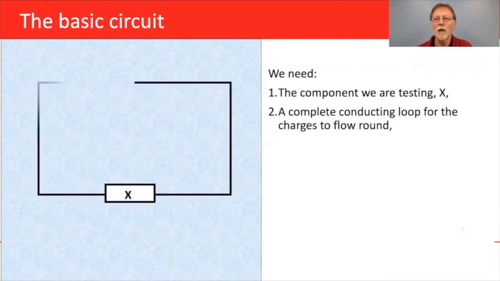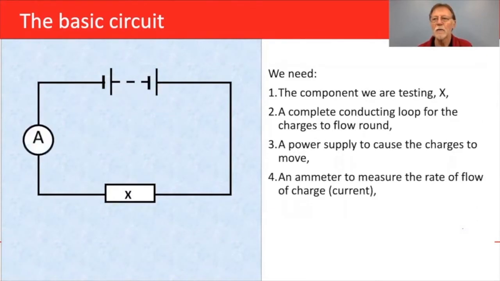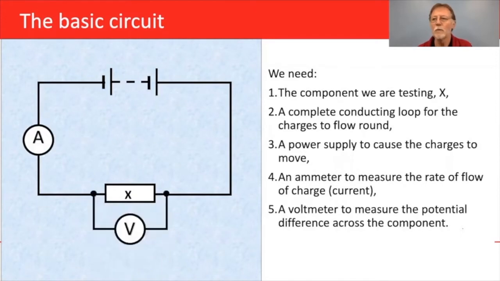We'll need a complete conducting loop for the charges to flow round, and a power supply to cause those charges to move. We'll need an ammeter to measure the rate of flow of charge, in other words, the current, and we'll need a voltmeter to measure the potential difference across the component.